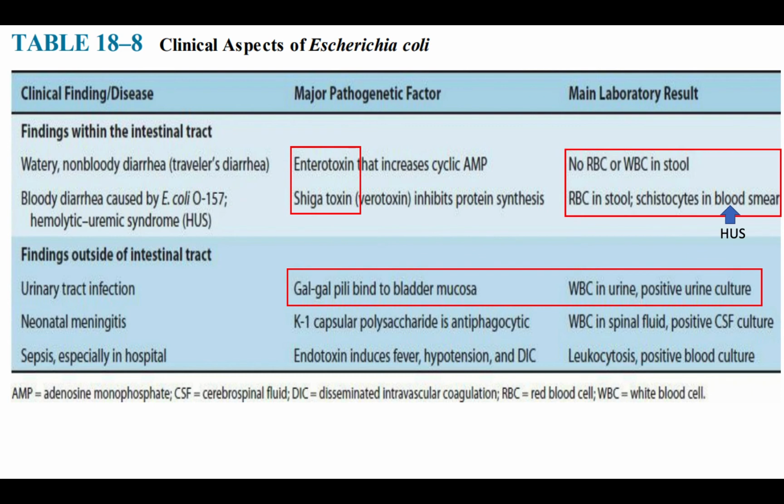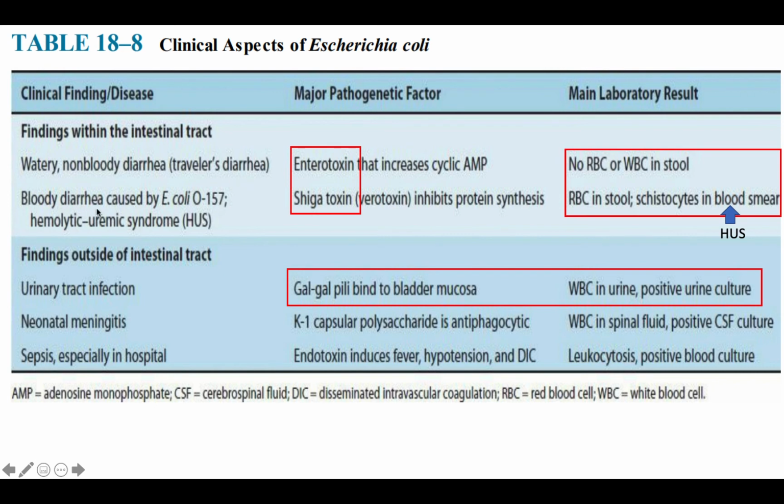We are talking about findings. So without looking at the slide, listen to me: someone has watery, non-bloody diarrhea. What is this? Traveler's diarrhea. What is the major pathogenic factor? The exotoxin. What does it do? Increases cyclic AMP. When you do a lab for the stool, will you find RBCs? No. WBCs? No. Fever? No. Now this is actually funny, but some people report fever with bloody diarrhea. It's probably mild, but it's probably not significant.